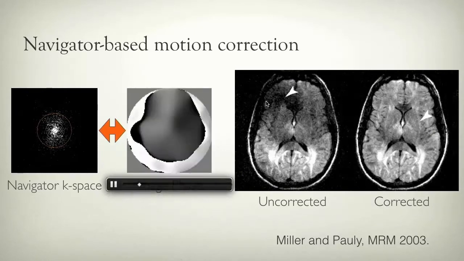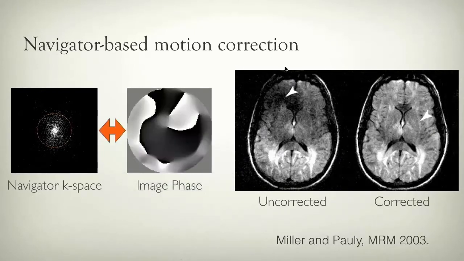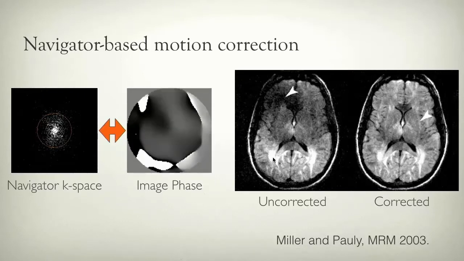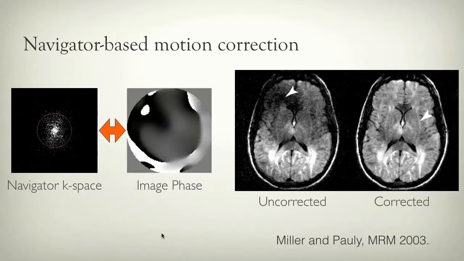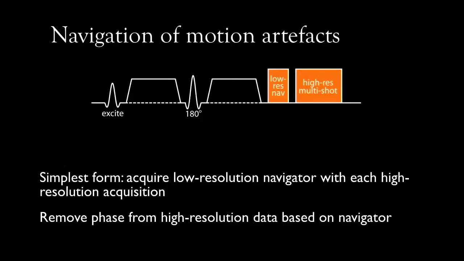And so, for example, here, this is an image where without any correction, you have a strong signal loss in this part of the brain, and if you basically remove this phase in a way that's actually quite akin to SENSE reconstructions in parallel imaging, for those of you who know that, you can get rid of these artifacts. So what does that look like in general?